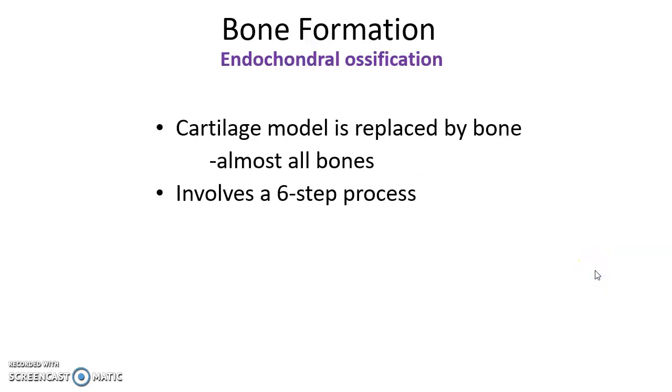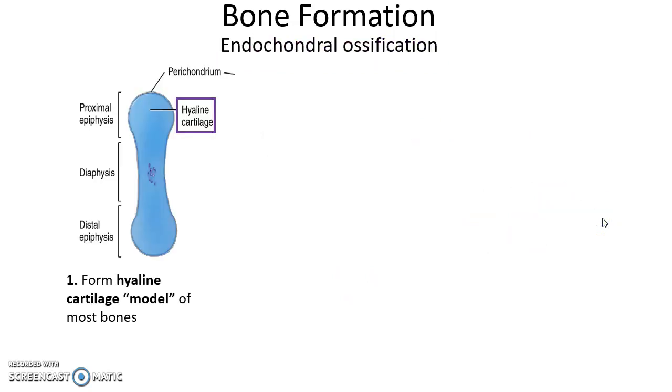So, endochondral ossification. In an embryo, a hyaline cartilage model is formed basically where the bones are going to be throughout the body. That slowly gets turned into actual bone tissue through a 6-step process. Initially, we have that hyaline cartilage model where most of the bones are, the bones that are not found in the skull.